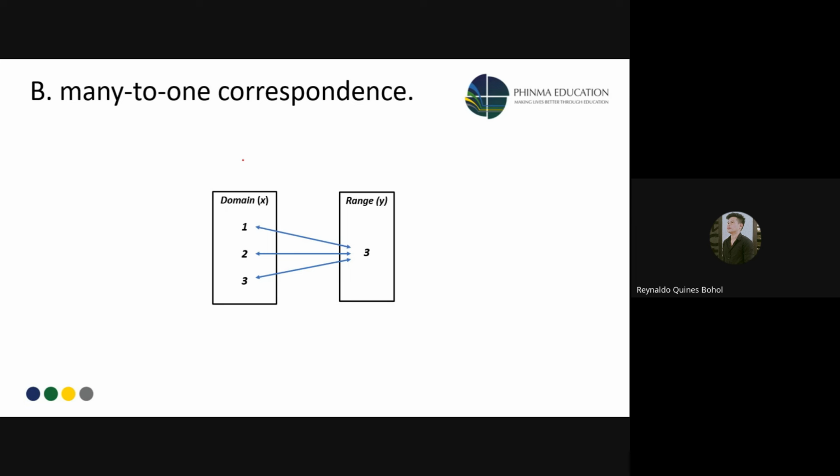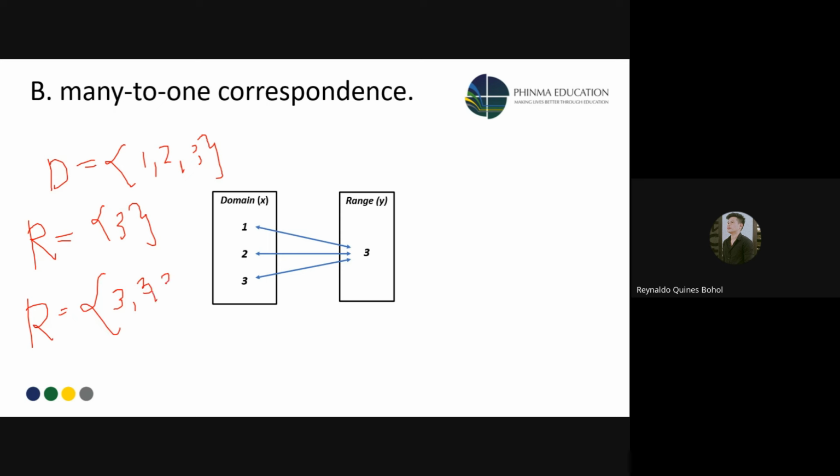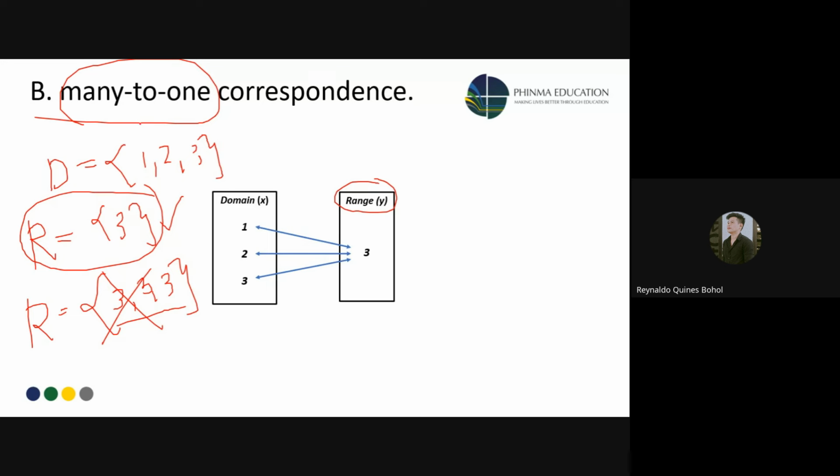Many to one correspondence, your domain here is 1, 2, 3. Your range here is 3 only. Do not repeat the numbers when it comes to relations and functions. If your answer looks like this, which is 3, 3, 3, that is wrong. This is the proper way on how to get the range of the many to one relationship or many to one correspondence.